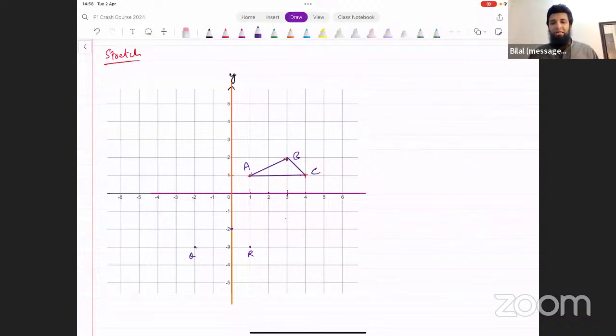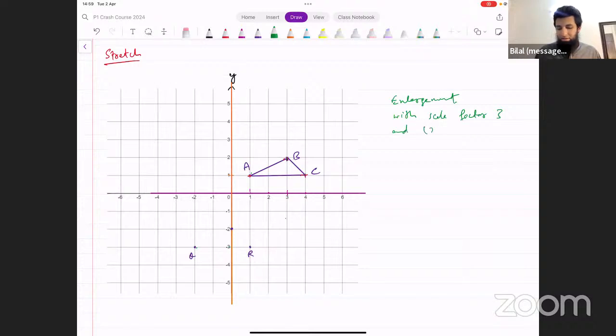Now, in order to understand stretch, let me remind you about what we did in O-level transformations when we did enlargement. Remember that? How did you use to enlarge diagrams? So for instance, ABC, if this was the triangle that we're talking about, let's say you had to enlarge it. You have to do enlargement with scale factor 3 and 2, 0 as the center of enlargement.